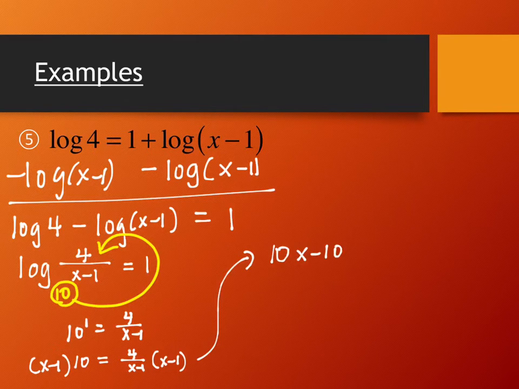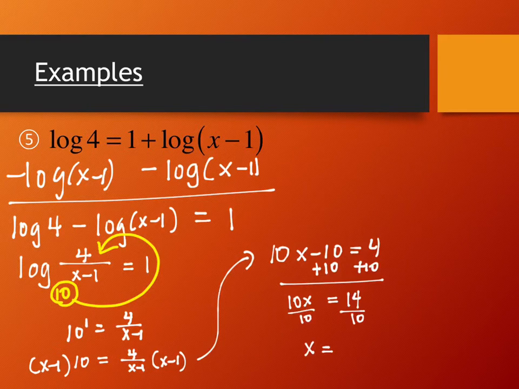X minus 10 equals 4. Okay, is everybody good so far? Wonderful. Now what? Add my 10. So 10x equals 14. And then divide by 10.